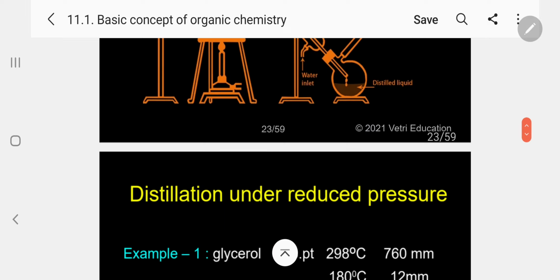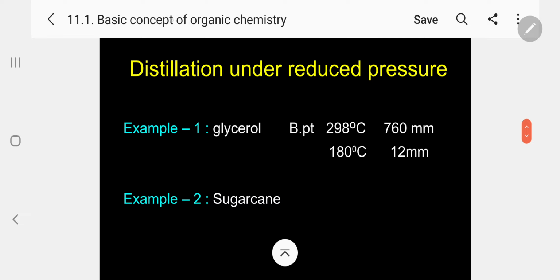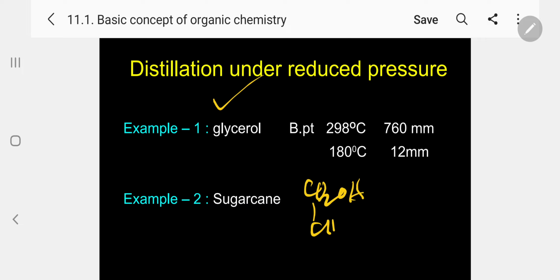Okay, let me go for the next one. A specific example I have to mention here. If you take glycerol, the example is CH2OH, CHOH, CH2OH. This is the trihydric alcohol, glycerol. So this glycerol, if you boil at a normal temperature, the boiling point is 298 at 760 millimeter pressure.